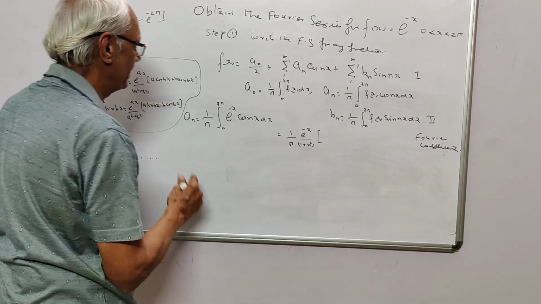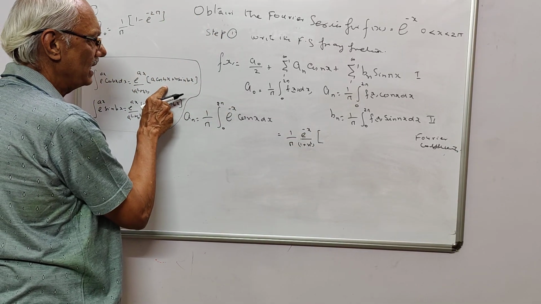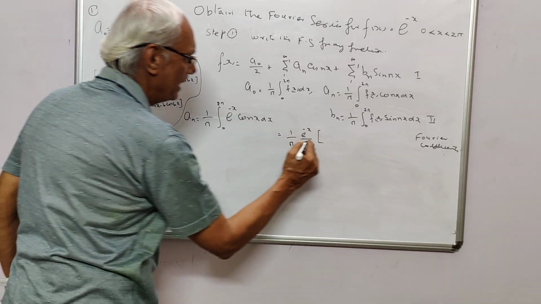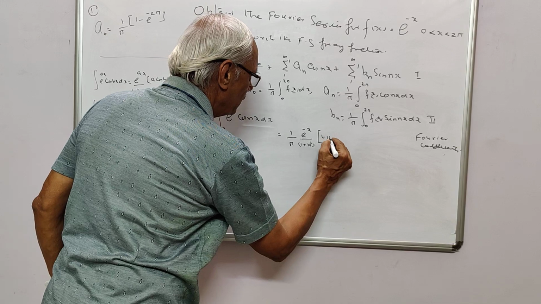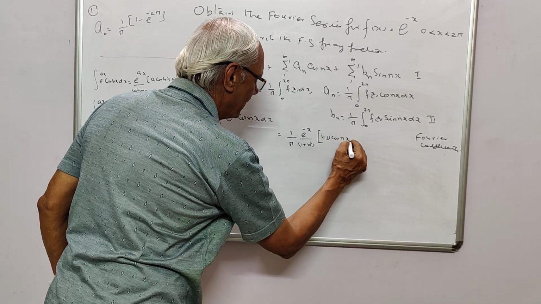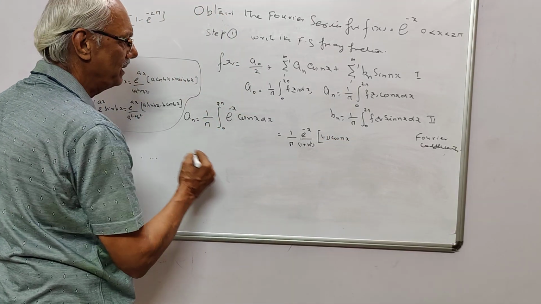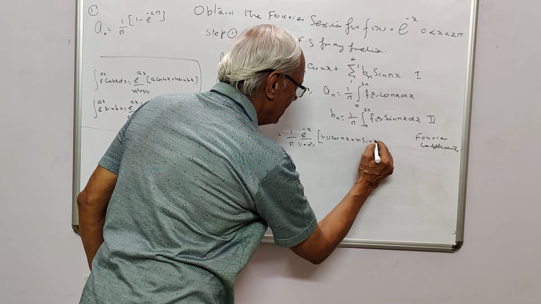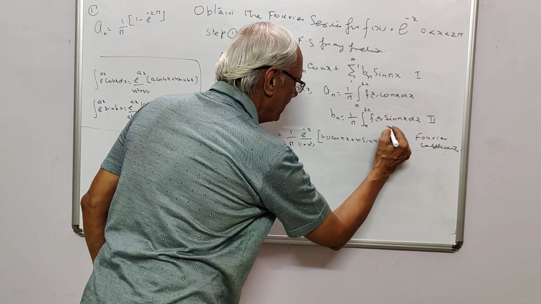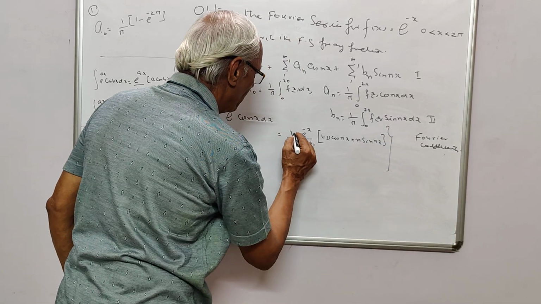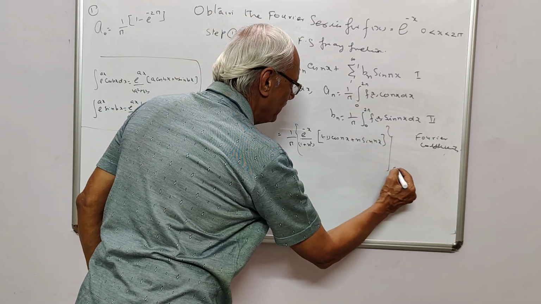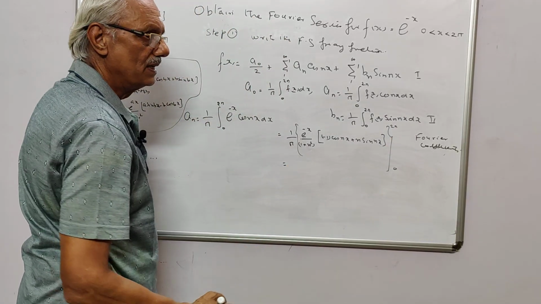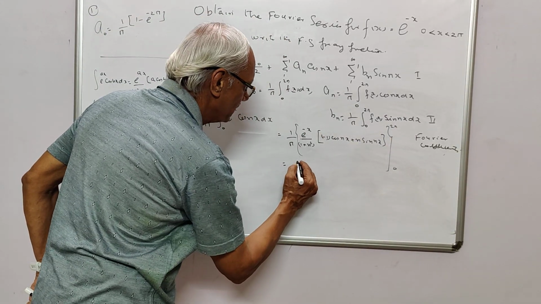And inside the bracket, what have you got here? a cos bx. What is your a? It is minus 1 into cos nx, and then plus b sin nx, and everything has to be evaluated with limits 0 to 2 pi. So this is what you will get. Now you substitute the values.